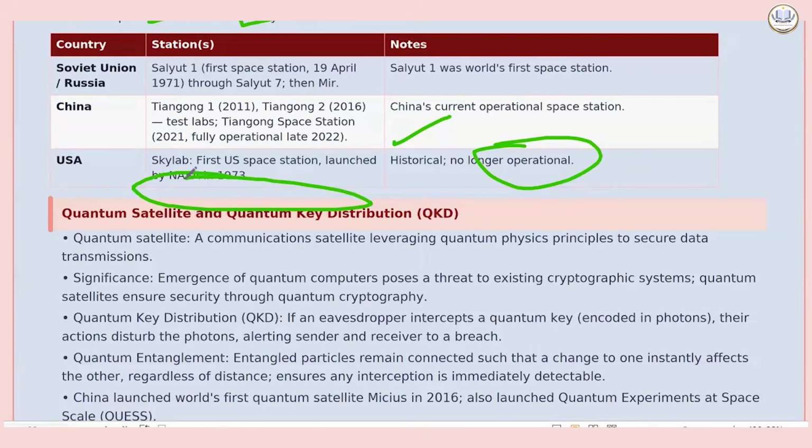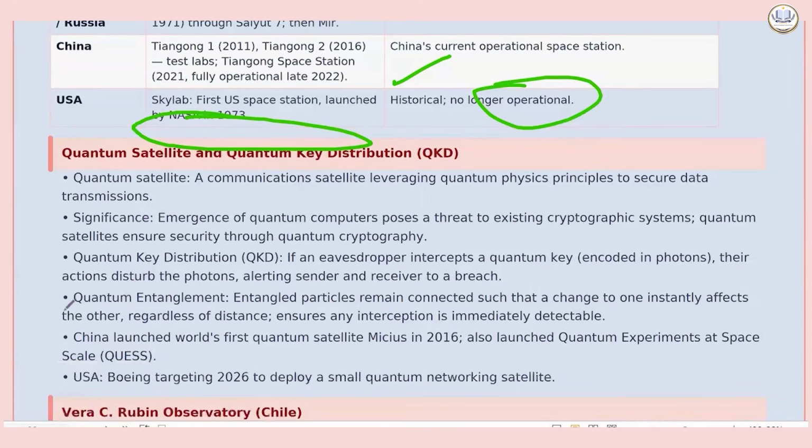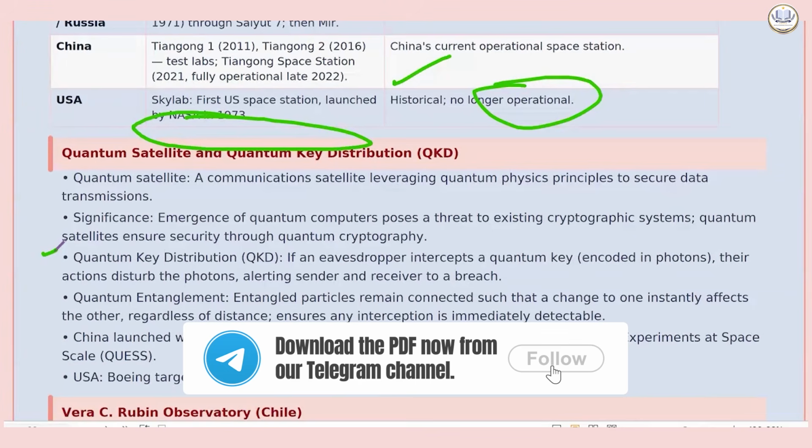Then quantum key distribution. So it has already been asked by UPSC. If an eavesdropper intercepts a quantum key that is encoded in photons, their action disturbs the photons, alerting sender and receiver to a breach. So in terms of cyber security breaches, we use quantum key distribution. Understand that the technology is quantum technology and it is encoded in photons. So if there is any action disturbing the photon, people will know that there is a breach. It's a very good method.